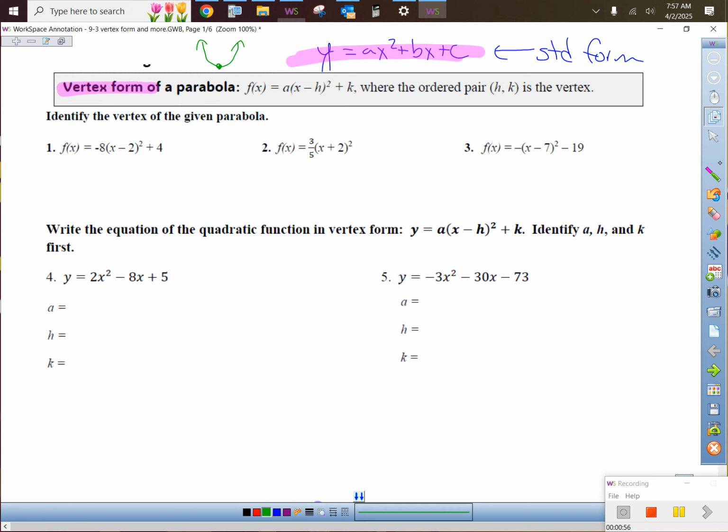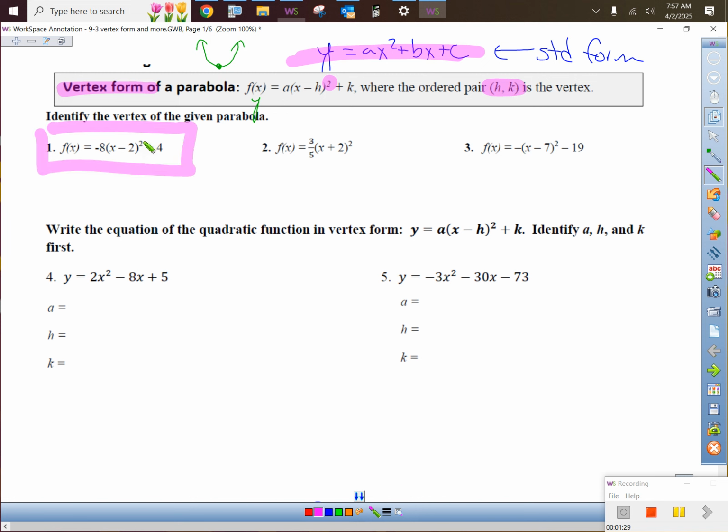It's either y equals or f of x equals, depending on if they have it in function form or not. a, and then you see how they have parentheses, times the quantity of x minus h squared. Bing! That's what makes it a parabola, right? Remember, it's got to be the squared stuff right there. Plus k. Here's the cool part. The vertex is right here. It's the ordered pair h comma k. So you should be able to look at this equation with a little bit of practice and know where the vertex is.